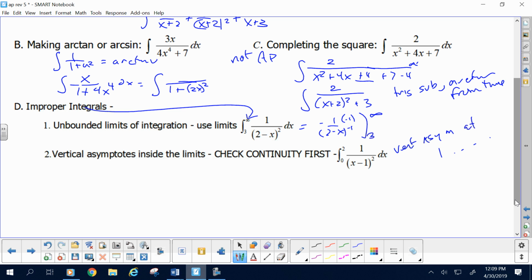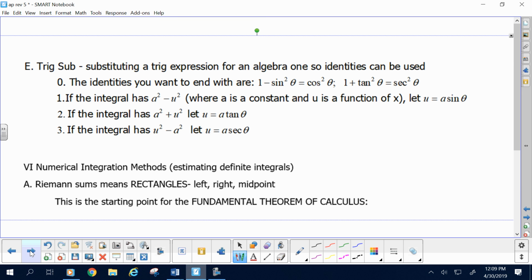All right. My point, though, is you need to understand that there's a mix of Calc 1 and Calc 2. You need to check continuity and say, is this a normal Calc 1 kind of question or an ugly Calc 2 kind of discontinuity question, right? Okay, trig sub. You'll be happy to know that trig sub is not on the AP test.